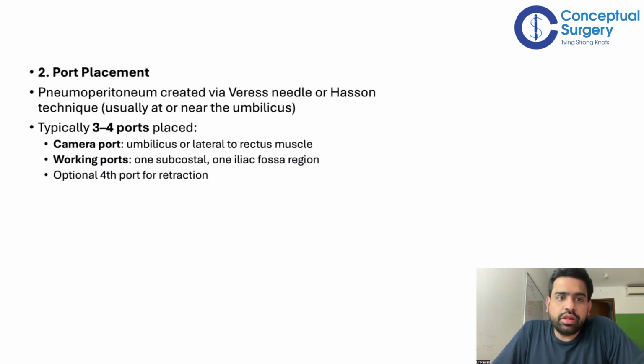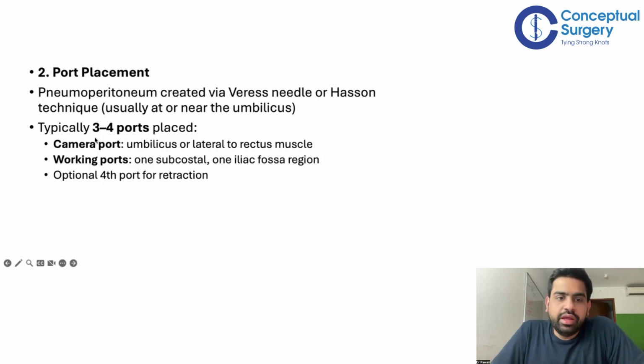Then comes the port placement. Inside the operation theater, once you have given the decubitus position to the patient, you do the port placement. You can either use the open method, which is Hasson's method, or a Veress needle, or an optical trocar method. These are the three ways in which you can create a pneumoperitoneum. It is most commonly created by the Veress needle, or by Hasson's technique if it is an open method, which is safer if any intra-abdominal surgery has taken place earlier.